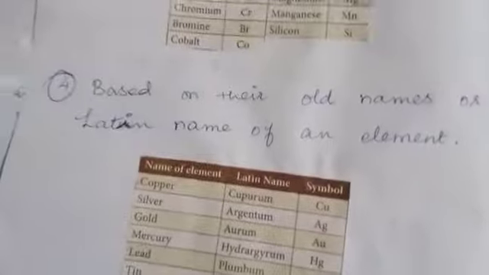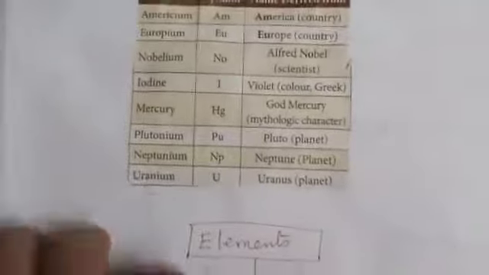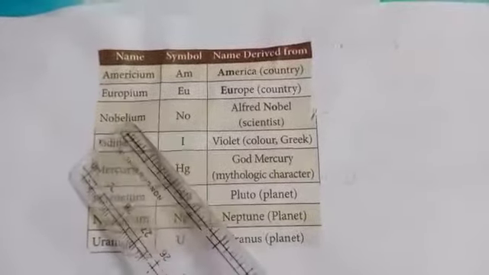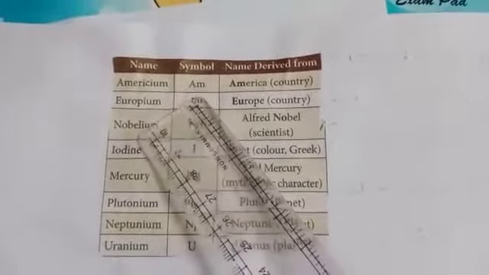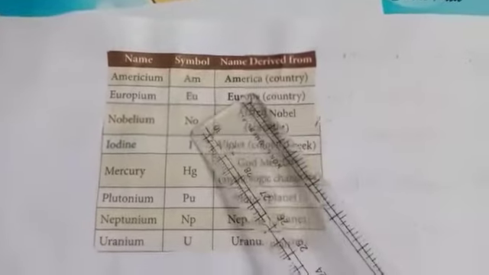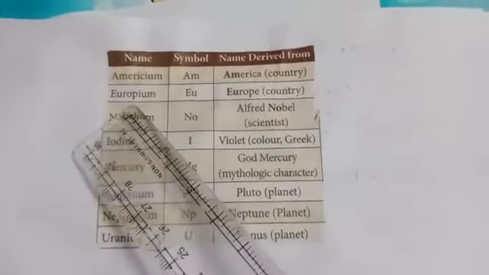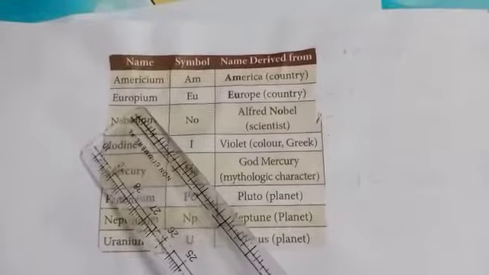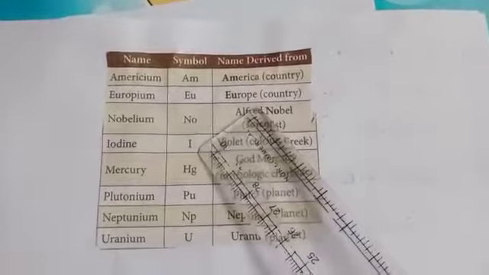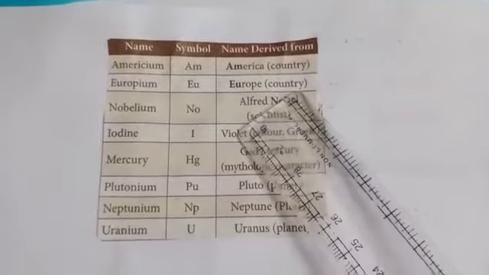See, some elements are named using the name of a country, scientist, color, mythological character and planet. Here see, the name is americium. The symbol is Am. So the name is derived from the country America. And another one is europium. The symbol is Eu. So this name is derived from the continent Europe.